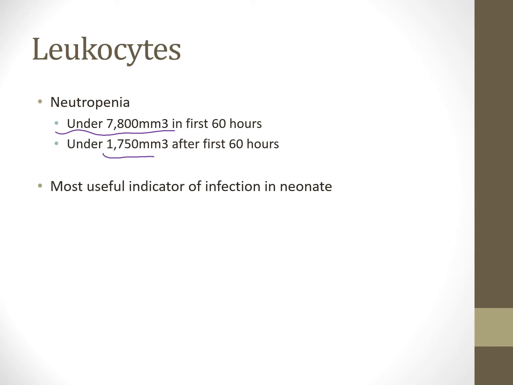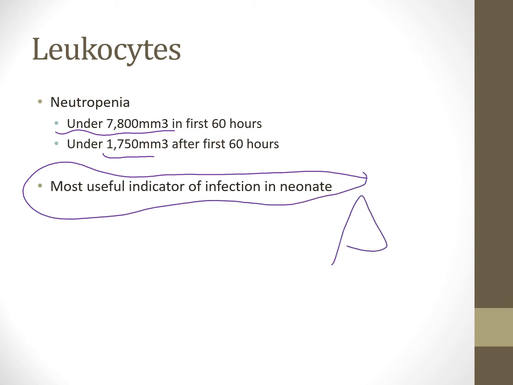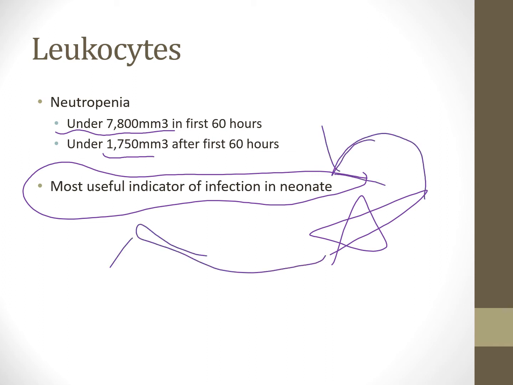So please note this. Yeah, I repeated that three times on purpose. You might want to remember this point here. The most useful indicator of an infection in the neonate is overall neutropenia, right? The most useful indicator of infection in the neonate.